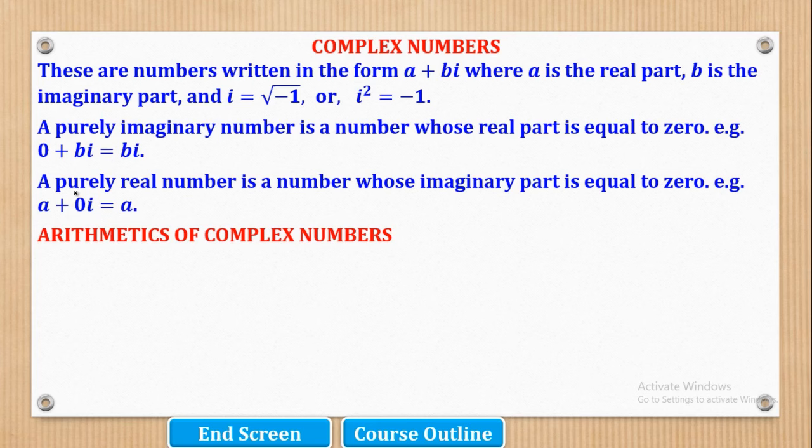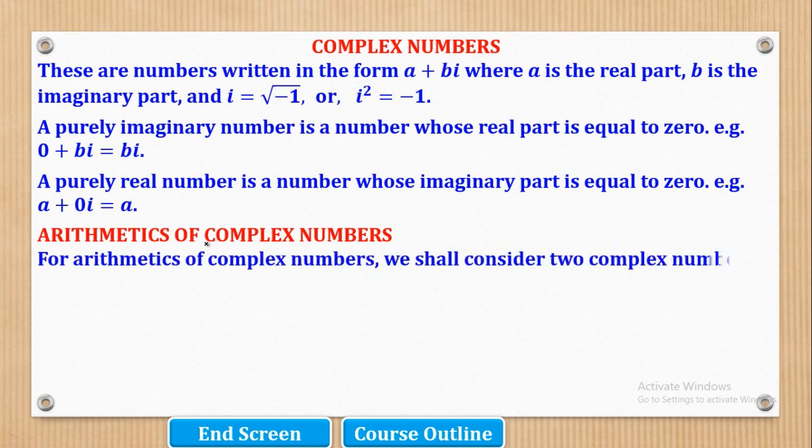Now let's start with arithmetic of complex numbers. Arithmetic means addition, division, multiplication, and subtraction. We shall consider two complex numbers: z1, which is a plus bi, and another complex number z2, which is c plus di.